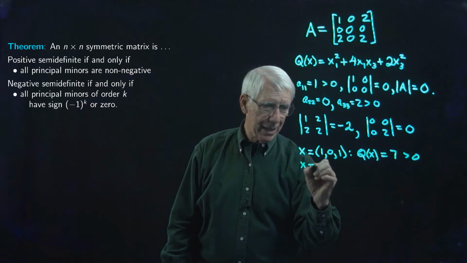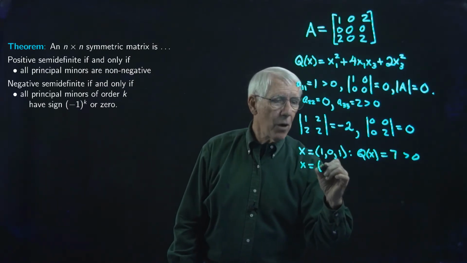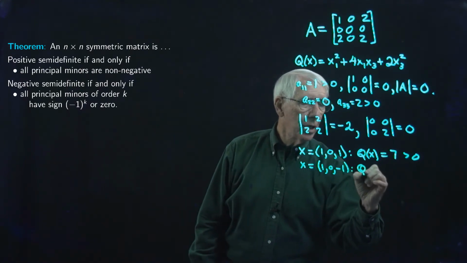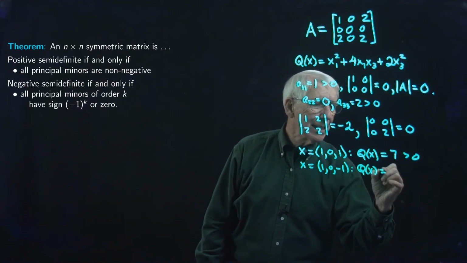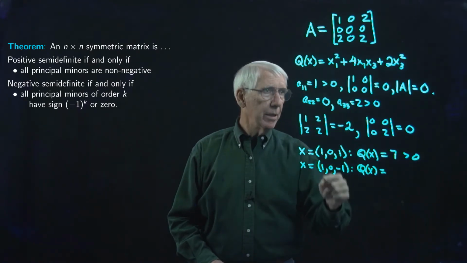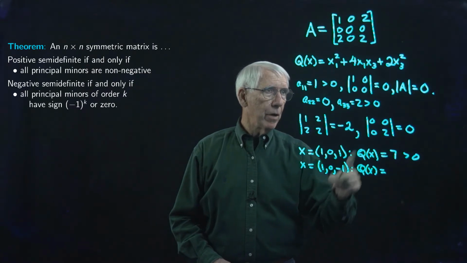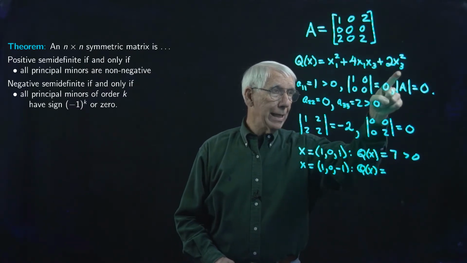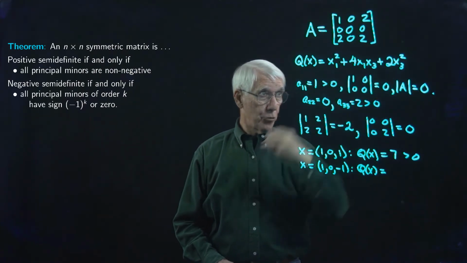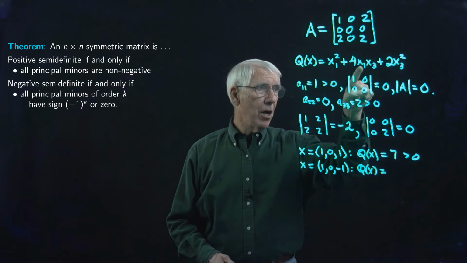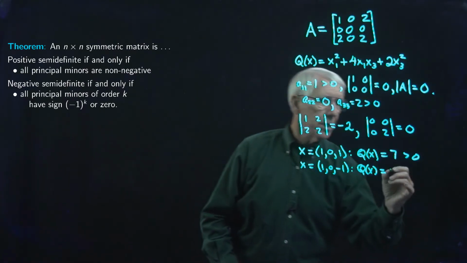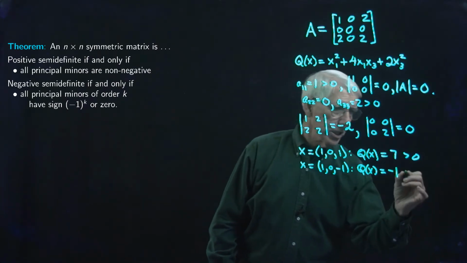And then let's try 1, 0, and minus 1. Q of X is, let's see, I have 1. I have 1 here, because minus 1 squared is 1. So I have 1 plus 2 is 3. And then here I have 1 times minus 1 is minus 1. I've got minus 4. So I've got 3 minus 4. This is minus 1, which is negative.